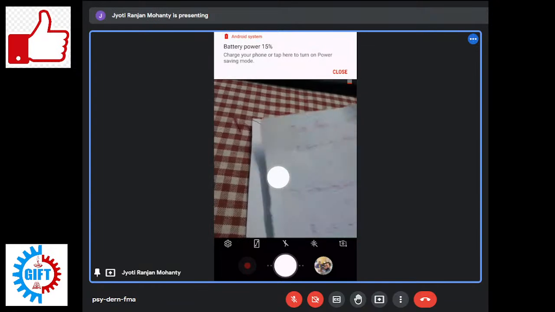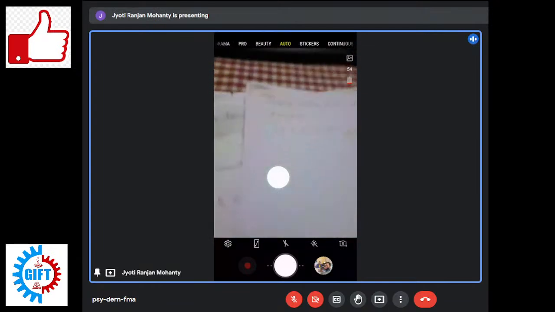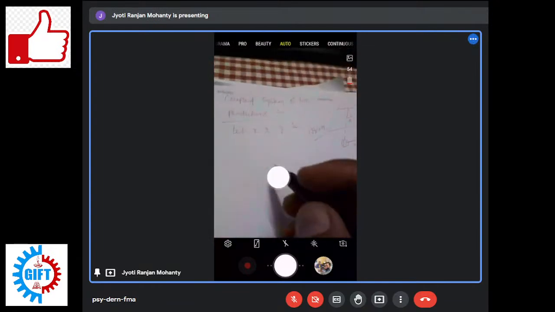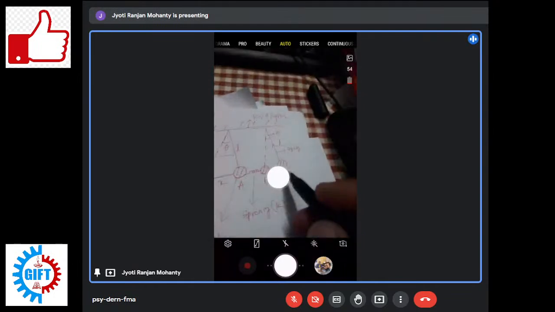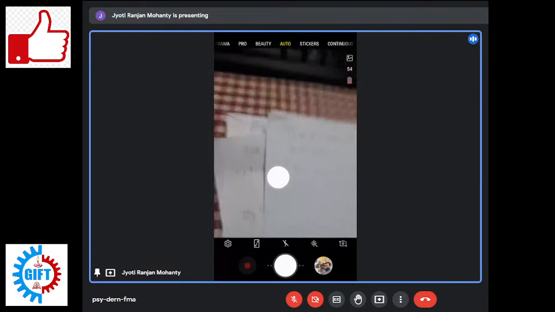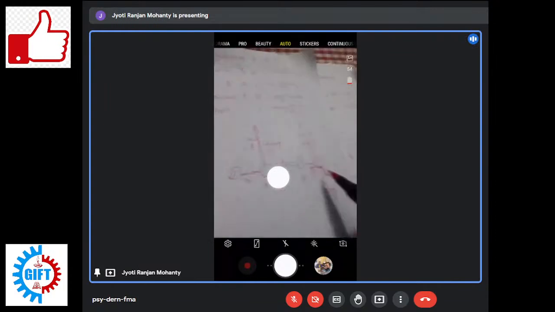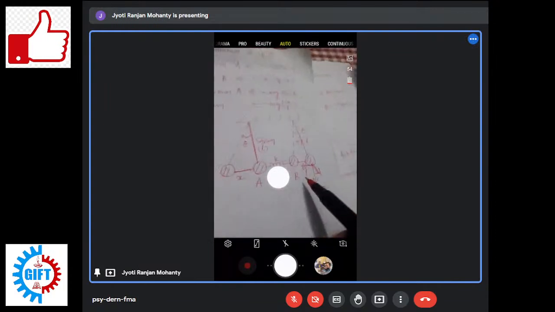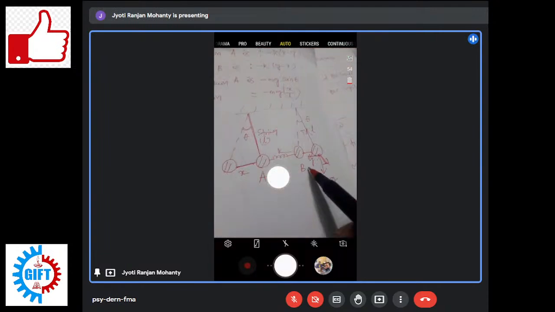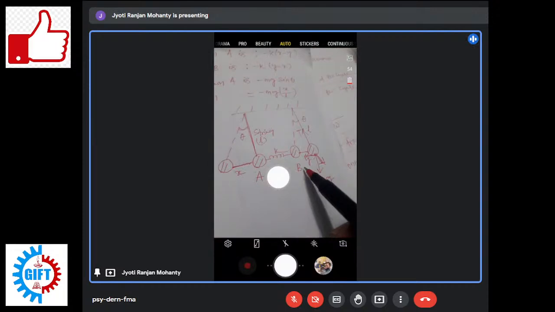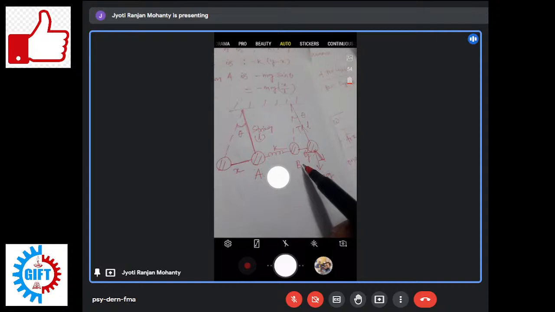How is it mg sin theta? Look here, I am explaining. This is the bob. Look at our diagram. It is the vertical component of gravity mg. Restoring force is minus K into (X minus Y) on pendulum A, and on pendulum B is minus K into (Y minus X).